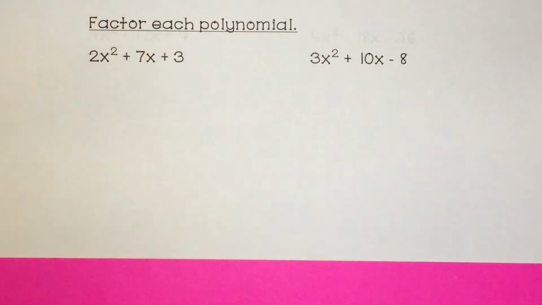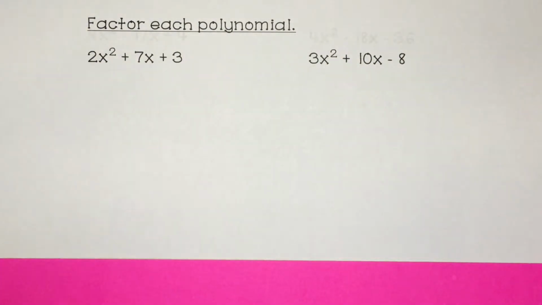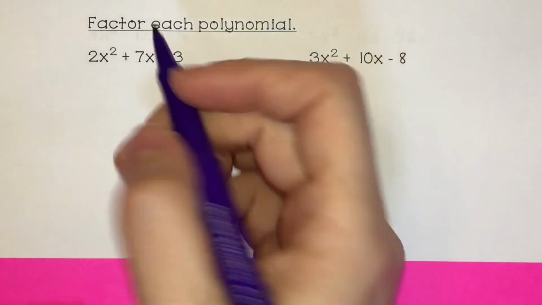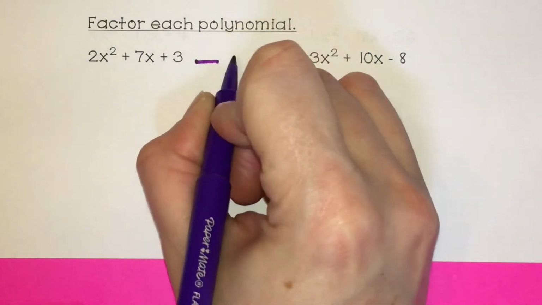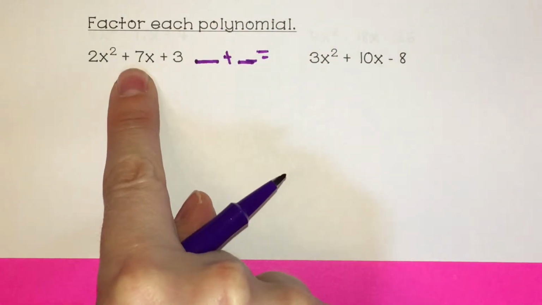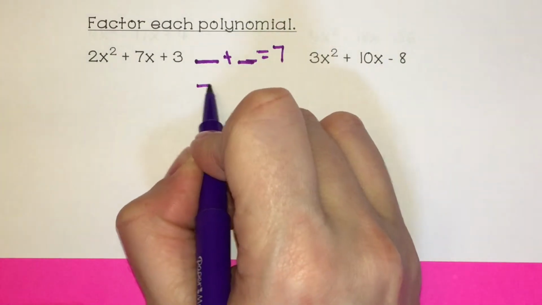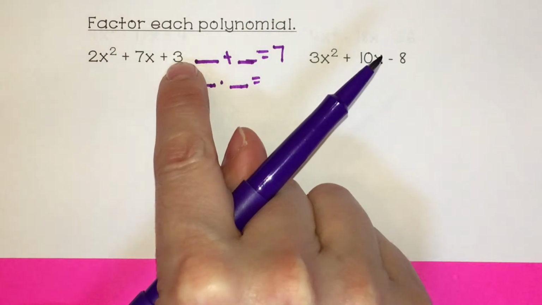So our first one, 2x squared plus 7x plus 3. So the first thing you can say, well, is there anything I can divide all these numbers by? No, they're not. These are all prime, so we can't divide them by the same thing. Okay, so I'm going to start by figuring out what two numbers, I'm just going to write it to the side, what I can add together to equal my b value, which is 7.